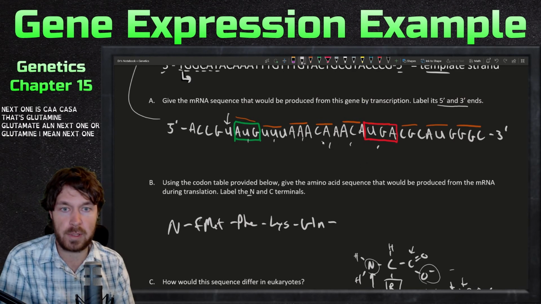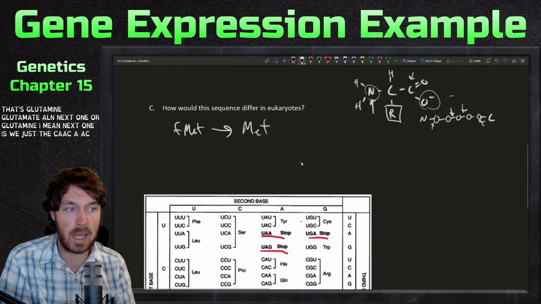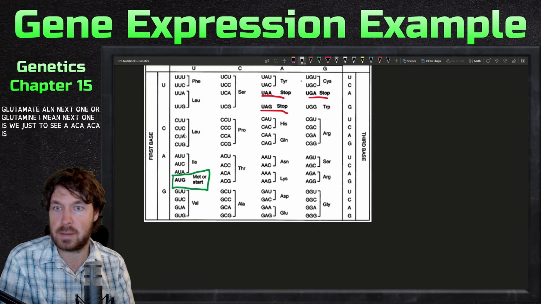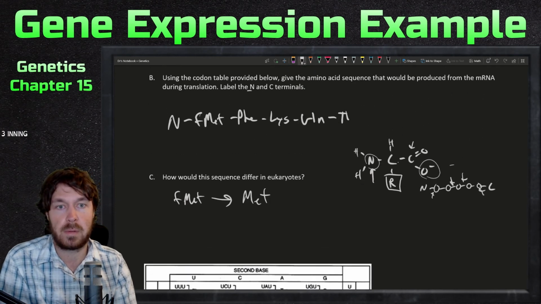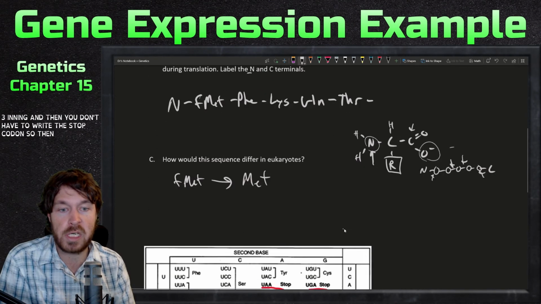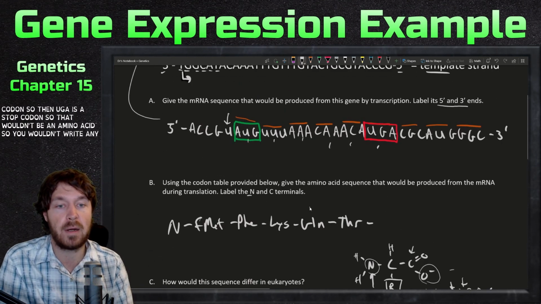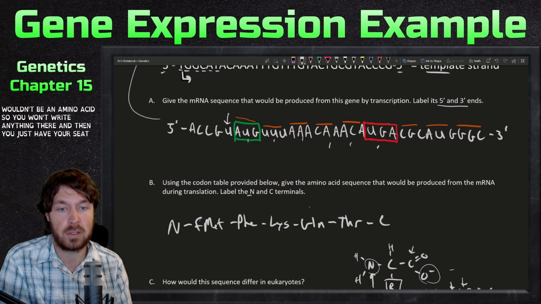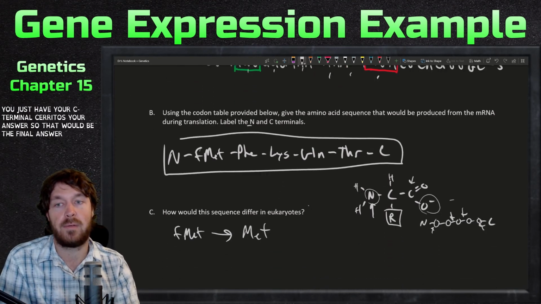Next one is, we just did CAA, ACA. ACA is threonine. And then you don't have to write the stop codon. So UGA is a stop codon, so that wouldn't be an amino acid, so you wouldn't write anything there, and then you just have your C terminal. So right there's your answer. So that would be the final answer for that one.